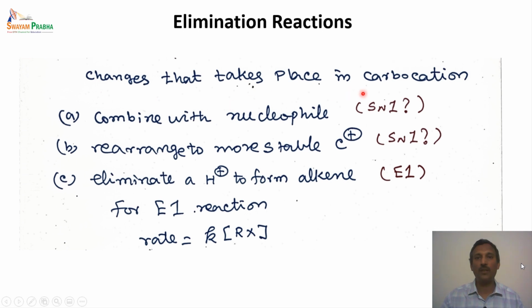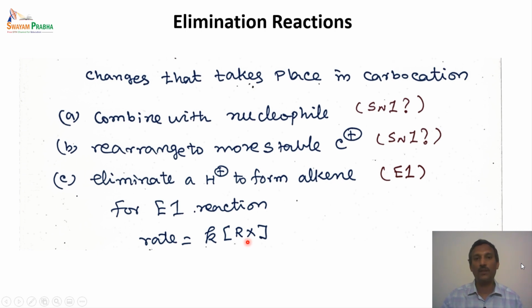So what are the changes taking place in this particular reaction, that's carbocations? The carbocation can combine with the nucleophile. If it combines with the nucleophile, then that is very similar to an SN1 mechanism or SN1 reaction. It can undergo rearrangement to a more stable carbocation, as we had seen even in the case of the SN1 reaction. But elimination of a proton to form an alkene is what is different from the SN1 reaction. Here the elimination of the proton takes place, and for this particular reaction, the concentration of the alkyl halide is the one which is involved in the rate law.